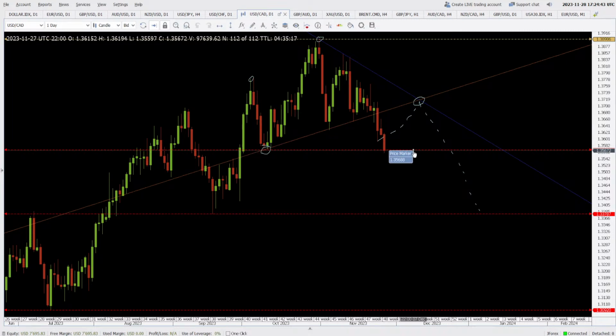Any close below this level, or even if no close below this level, you can expect the price to go higher from here and expect it to come down like this towards 1.3378. From today's price action, it is confirmed that the sellers are in control of the USD CAD market.